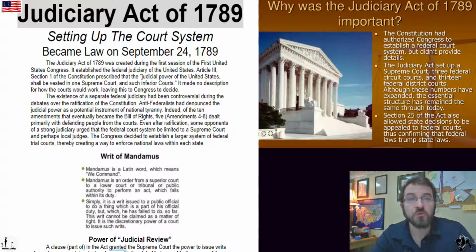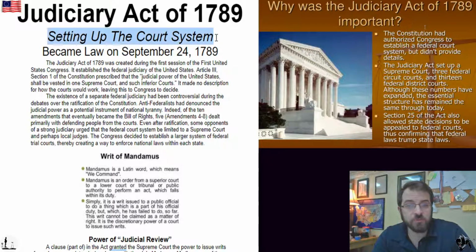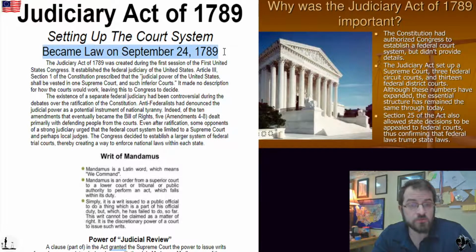All right, and welcome. We read about the Judiciary Act of 1789. This is where the United States sets up the court system, so the lower courts beneath the Supreme Court. This became law on September 24th, 1789. The Judiciary Act of 1789 was created during the first session of the first United States Congress. It established the federal judiciary of the United States.